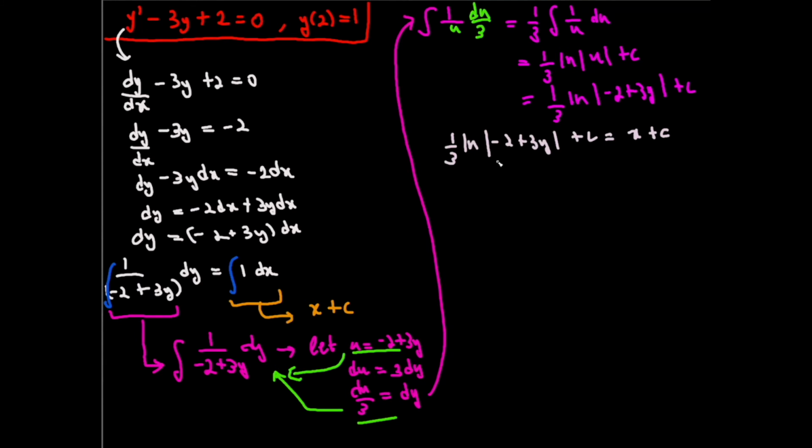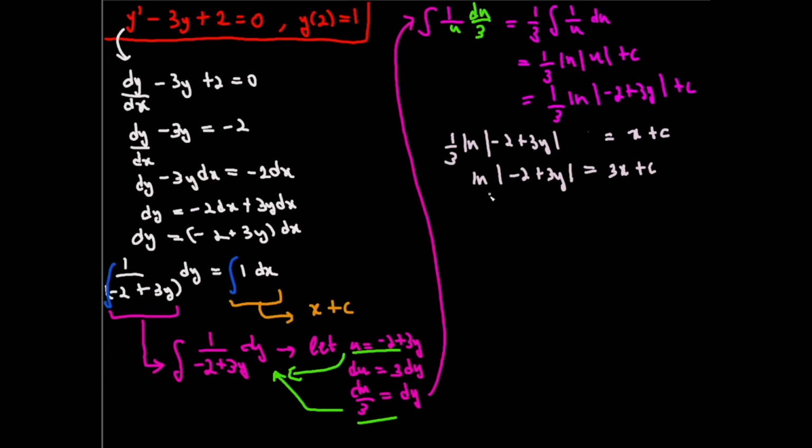Okay. Now we can just eliminate one, just combine these two c's into one because they're just two arbitrary constants. So x plus c will do. Okay. Next, we have to solve for this y term. So how can we do that? Well, first of all, let's multiply this through by 3, so that gives us the natural log of |3y minus 2| equals 3x plus c. Remember, multiplying an arbitrary constant by some constant is still an arbitrary constant.